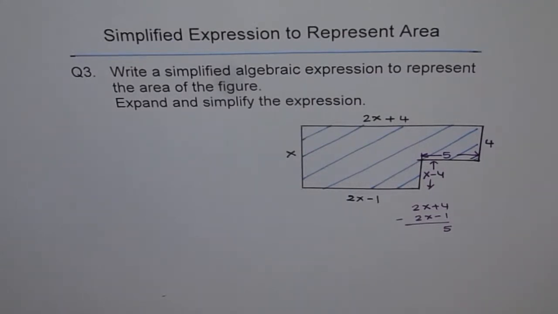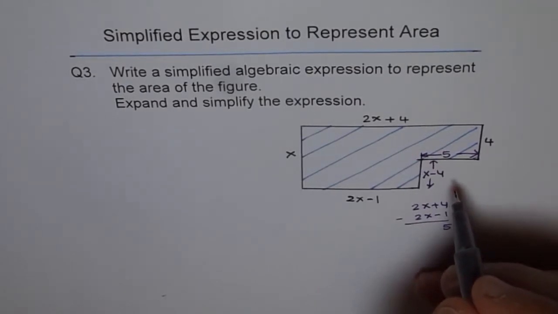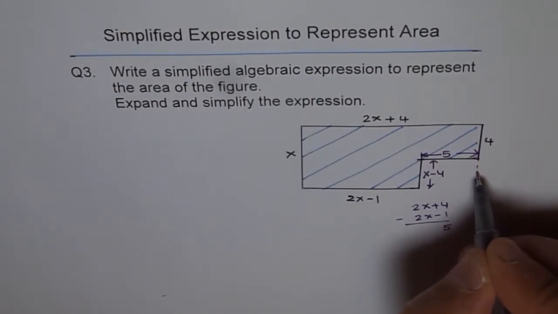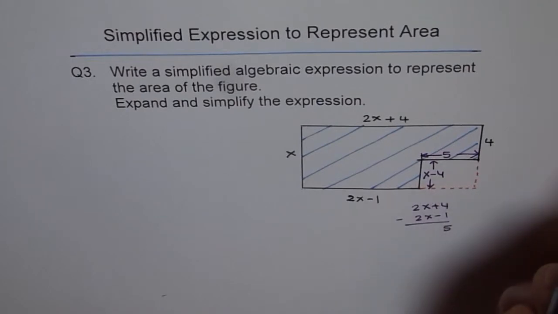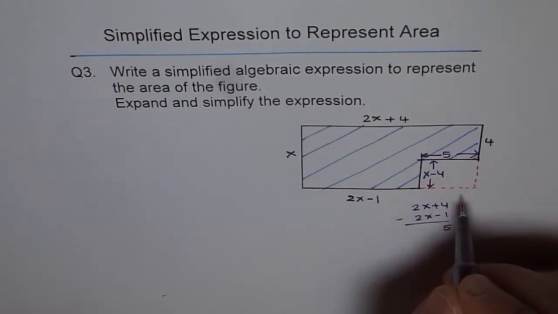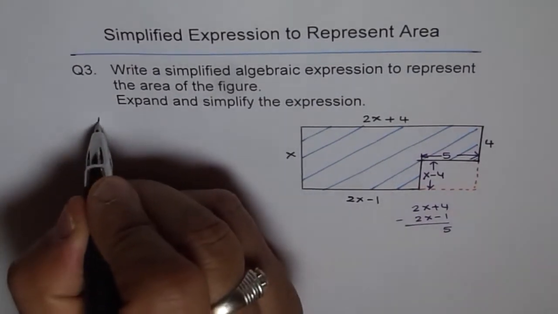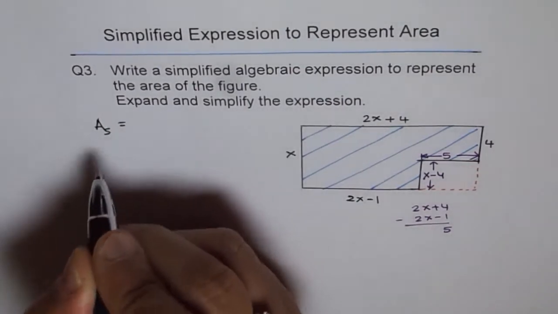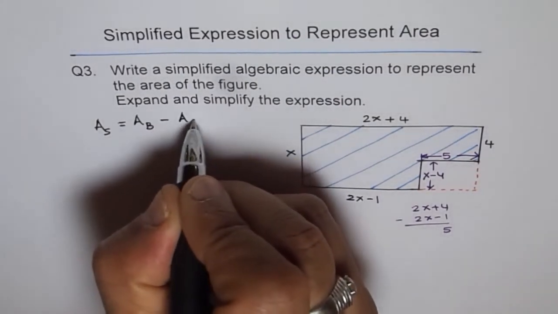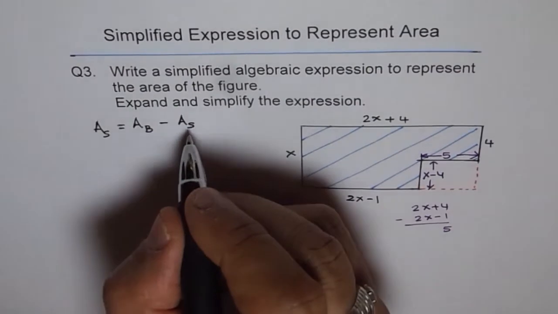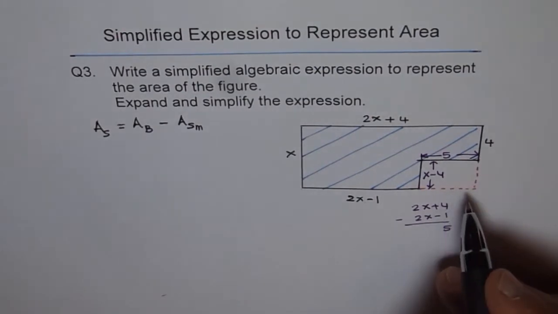Now, we need to figure out how to find the area of this shaded portion. There are a couple of ways to do it. One way is to think that we have a big rectangle here, out of which a small portion has been taken away. That is a good approach, neat and clean. So the area of the shaded portion, S, equals the area of the big rectangle minus the area of the small rectangle, SM. That is one way of doing it.